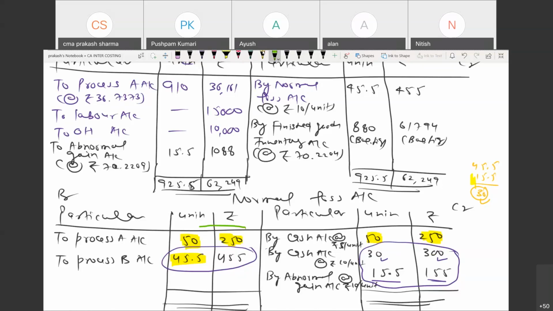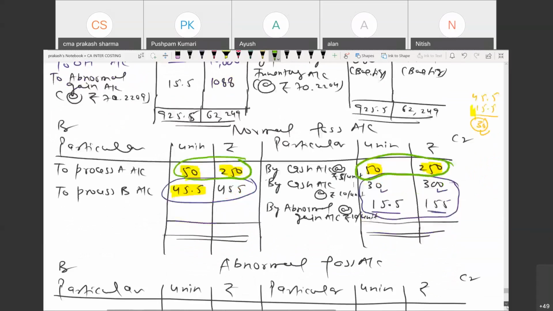But if there is abnormal loss in any process, then the full amount of normal loss would be realized by us. Please confirm whether this point is clear to you or not, students. In case of abnormal gain, the normal loss would always be broken into two parts. First part is actual normal loss, and the second part is normal loss which did not actually occur. Okay, I guess this point is clear to you now.